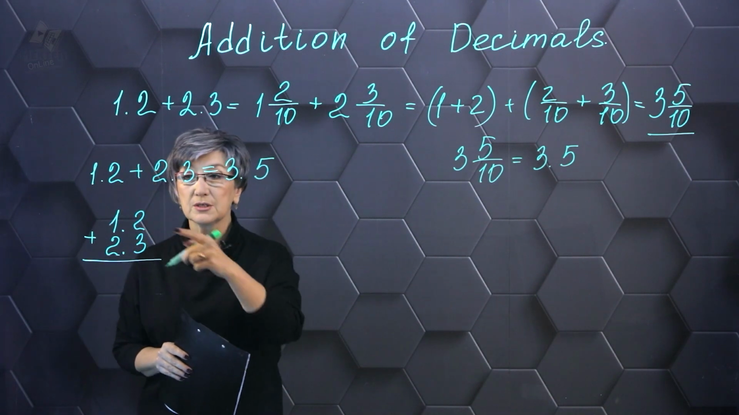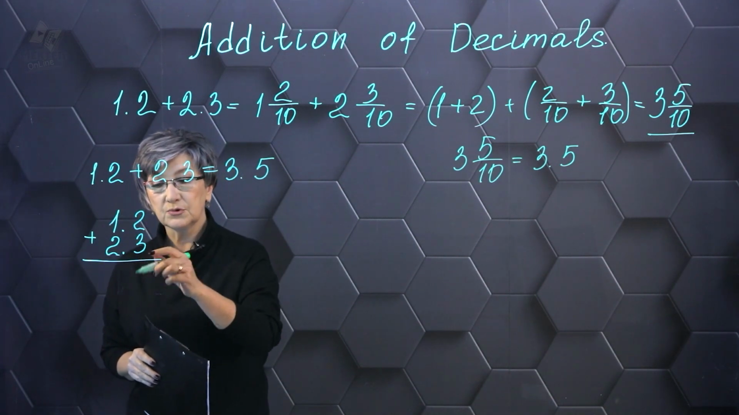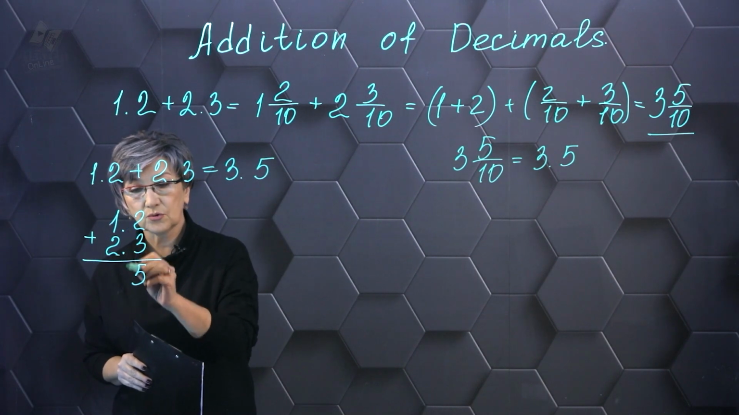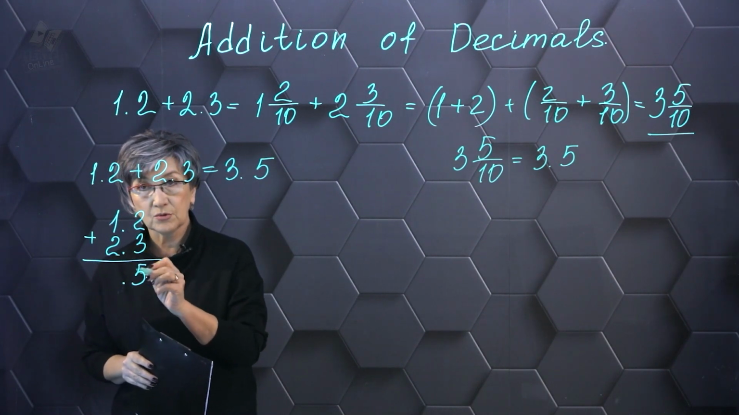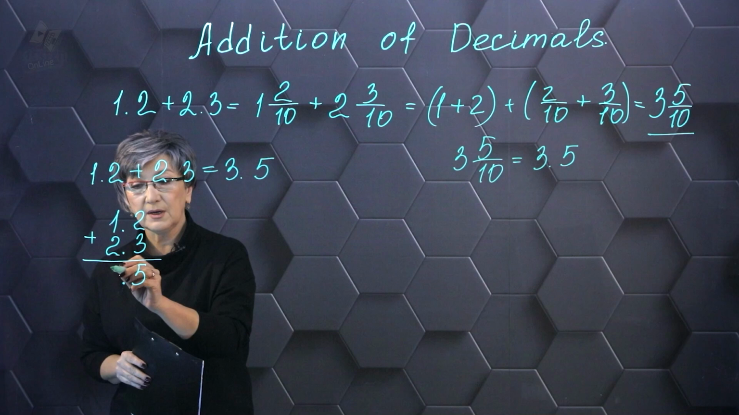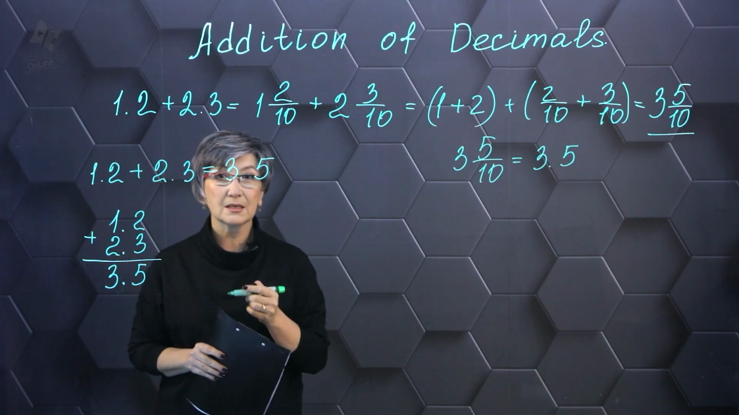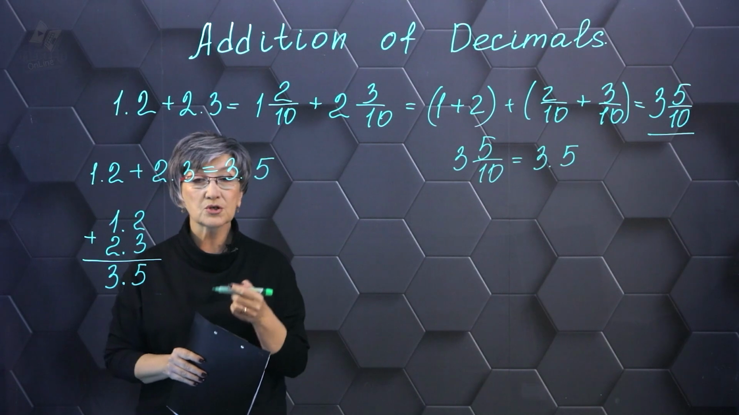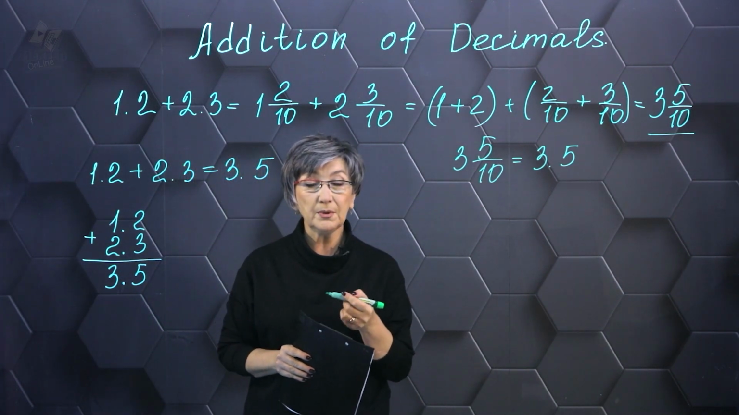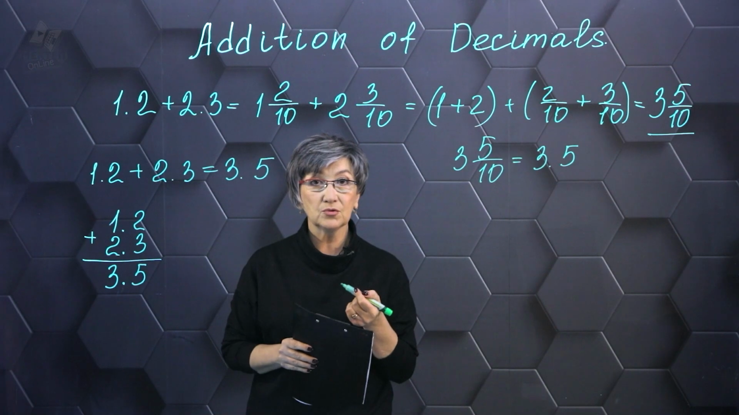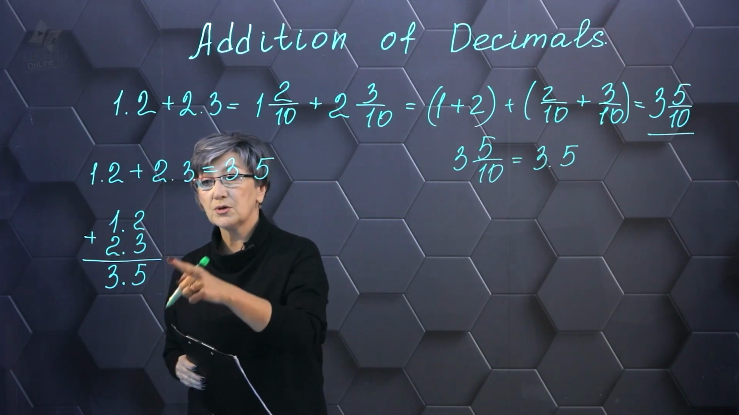Now we can add it up. 2 plus 3, that's 5. Write it down. Next we have a dot. We carry it over, and 1 plus 2, that's 3. The outcome is 3.5. Thus, we can add decimal fractions without converting them to a mixed number or to an ordinary fraction, but just using this algorithm.